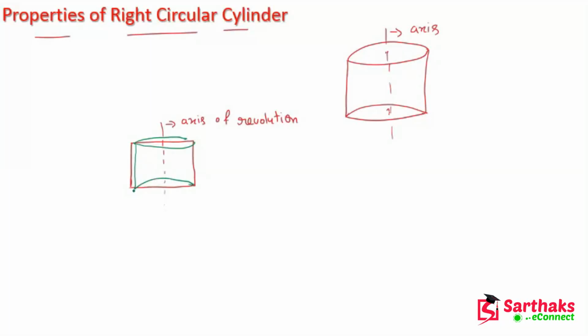Okay, got it, my dear friend? Like this. I hope you understand this thing. The section obtained on cutting a right circular cylinder by a plane which contains two elements and is parallel to the axis of the cylinder is a rectangle.